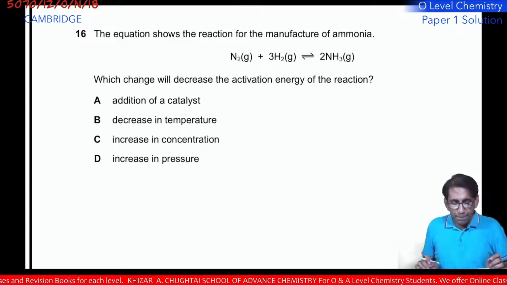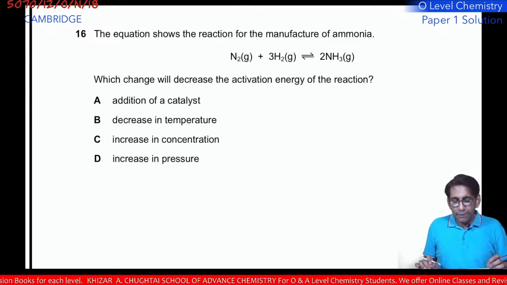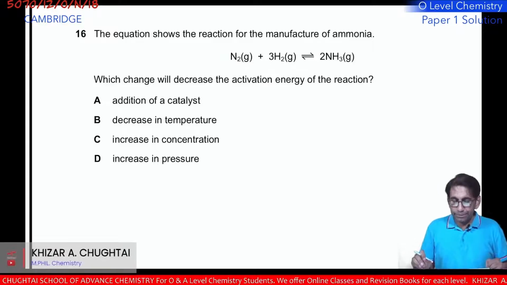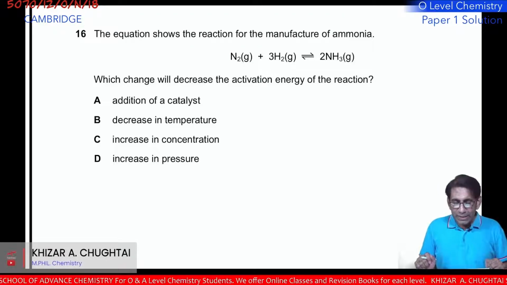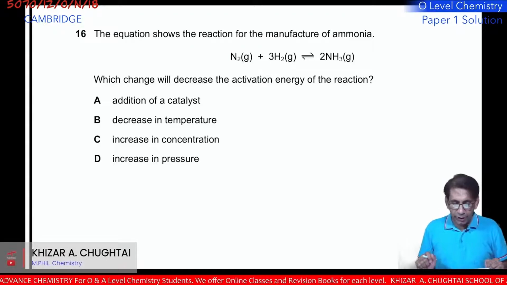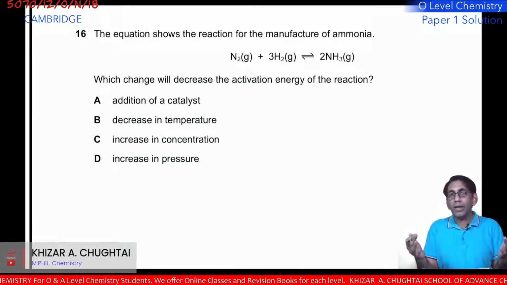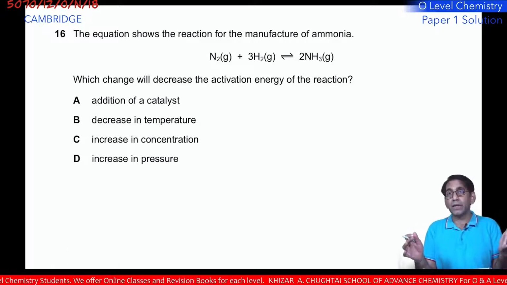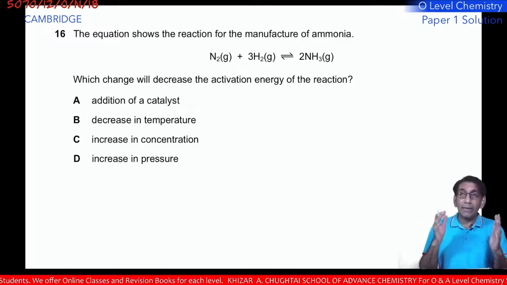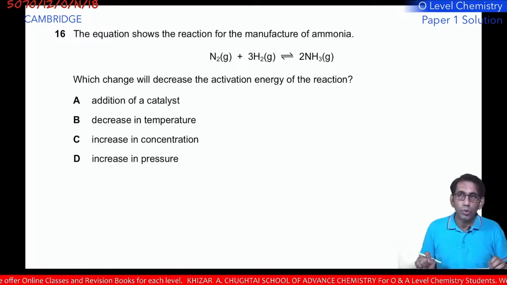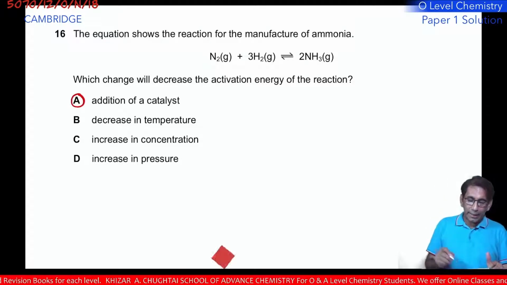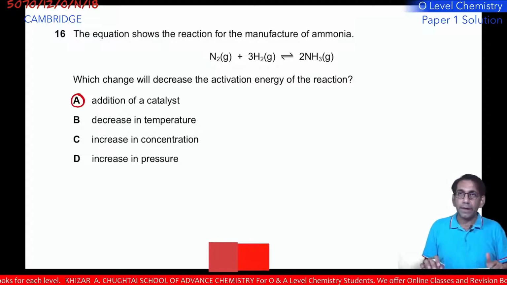Question number 16. The equation shows the reaction for the manufacture of ammonia: N2 plus 3H2 goes to 2NH3. Which change will decrease the activation energy of the reaction? There is one and only one that can decrease the energy of activation, that is the catalyst. None of the other parameters can reduce the energy of activation. So A is the correct option.